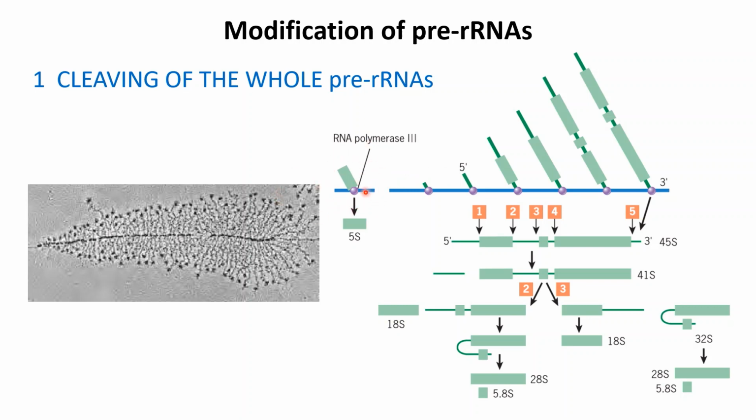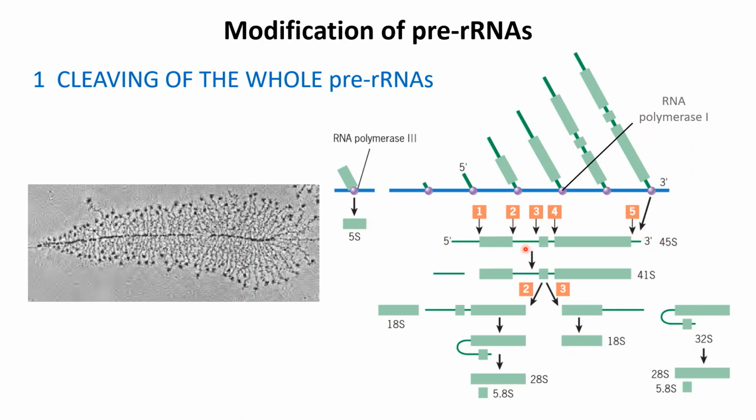Number 1 will be the 5S rRNA, which doesn't need any modification, as we see here. And it's made using the RNA polymerase 3 enzyme. While your longer initial rRNA here, your 45S, is made by the RNA polymerase 1 enzyme. So 5S doesn't need to be processed or cleaved, but your 45S will be.